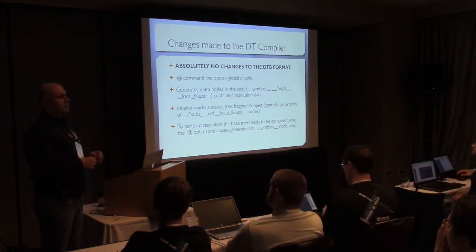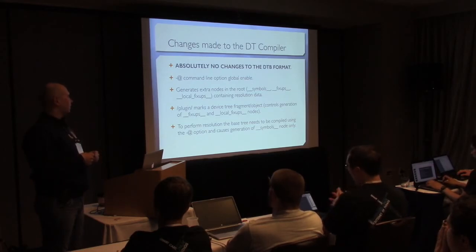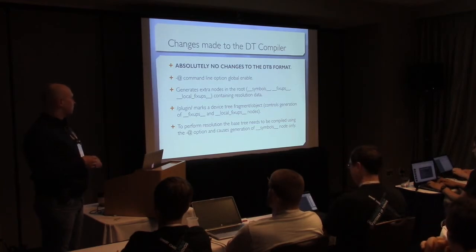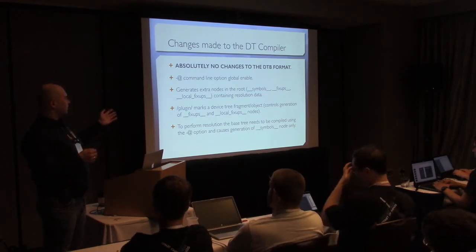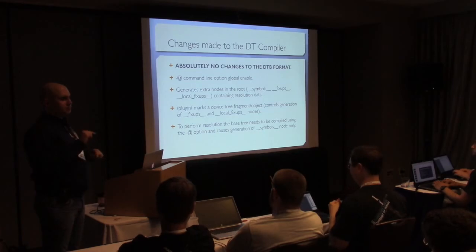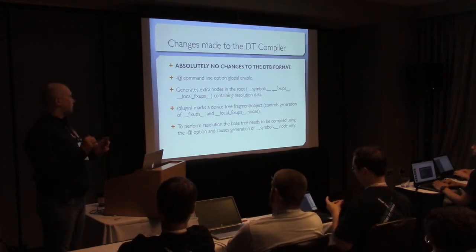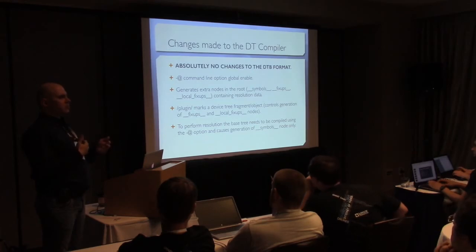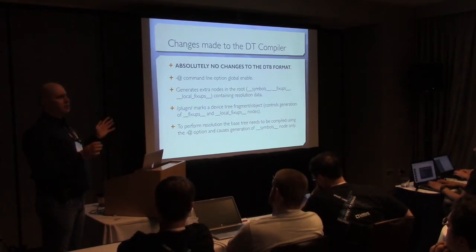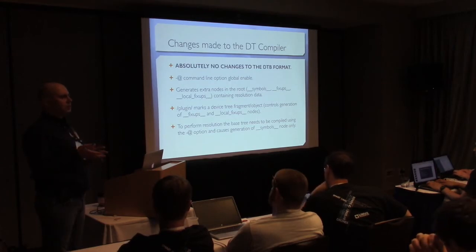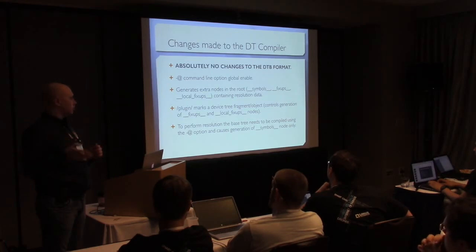We have a way to mark a device tree file as a plugin that controls generation of fixups and local fixups nodes. We're going to see that later. And the base tree can be compiled with an -@ option. It will cause generation of a symbols node that contains information about all the labels that are present in the device tree. But you don't need that now, because you can even use overlays with a target that's not a phandle, but you can use a path.